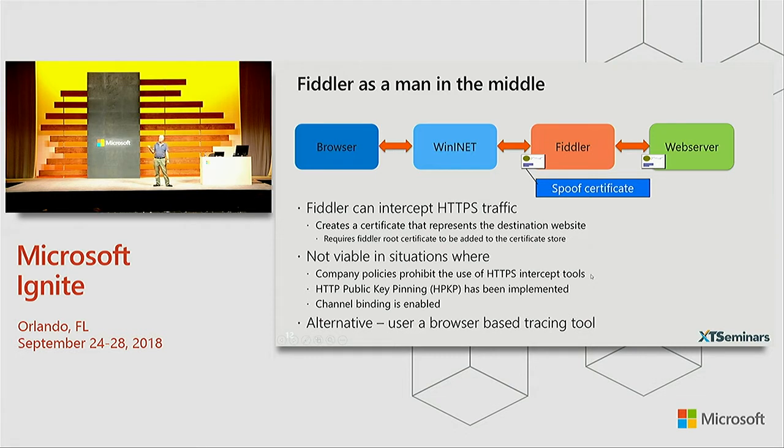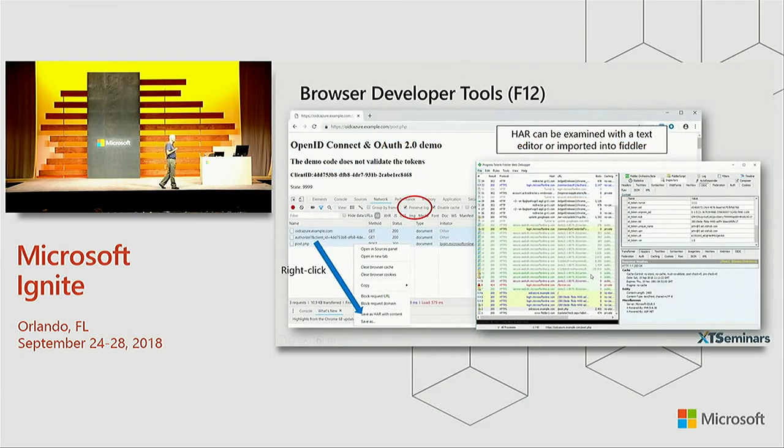So one of the things is to go out and buy a commercial piece of software, something like HTTP Watch. You can get extensions that go into browsers, but why not just hit F12 and use the developer tools? Developer tools actually do a pretty good job.